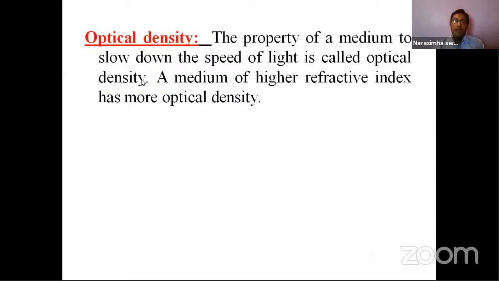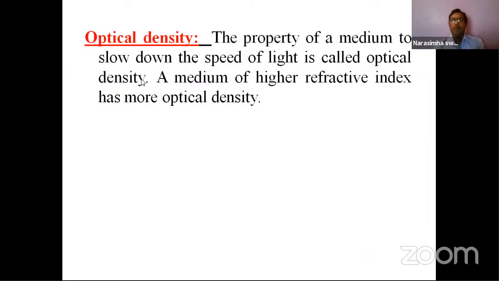For example, in an air medium, the light ray travels with a constant velocity, of course the maximum velocity, 3 into 10 power 8 meters per second. When the same light is incident on a medium other than air, through which the light can pass, such as water, glass, any liquid, any chemical, all those are visible. We can see those media. Automatically, those media are denser than the air.